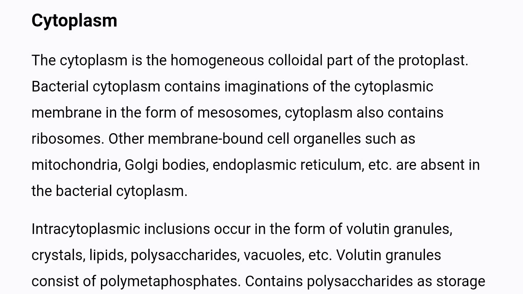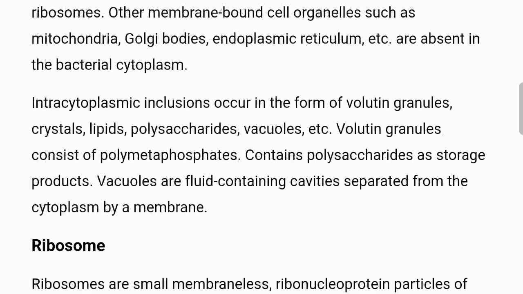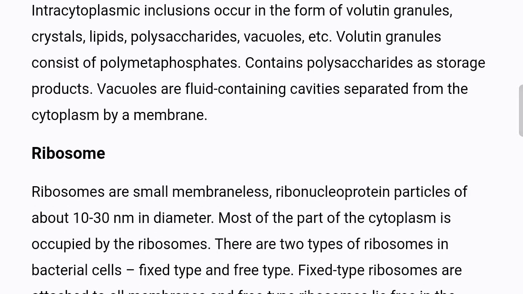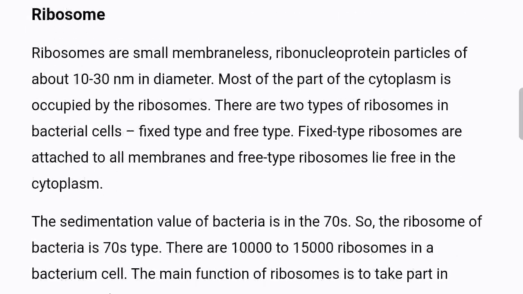bacterial cytoplasm. Intracytoplasmic inclusions occur in the form of volutin granules, crystals, lipids, polysaccharides, vacuoles, etc. Volutin granules consist of polymetaphosphates. Contains polysaccharides as storage products. Vacuoles are fluid-containing cavities separated from the cytoplasm by a membrane. Ribosome.